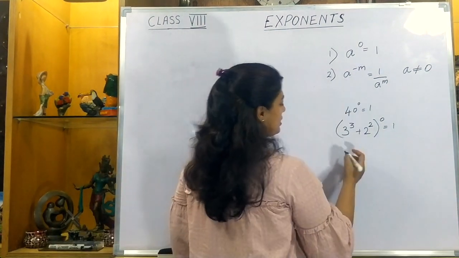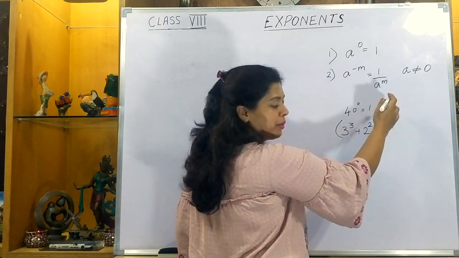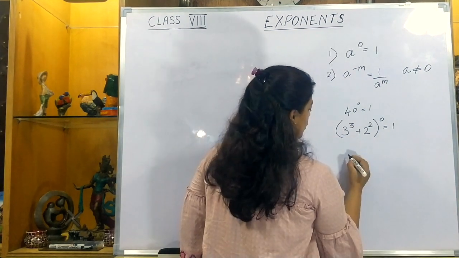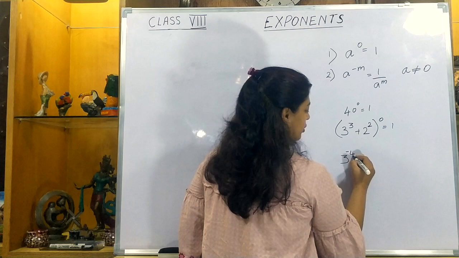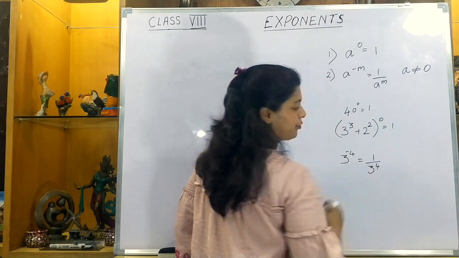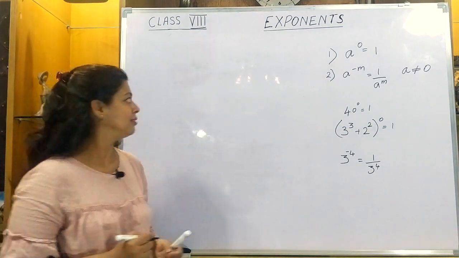The second one is a raised to the power of minus m is equal to 1 upon a raised to the power of m. This will be used frequently in our sums. So, with an example, 3 raised to the power of minus 4 can be written as 1 upon 3 raised to the power of 4. Now, I will explain this logic with an example.